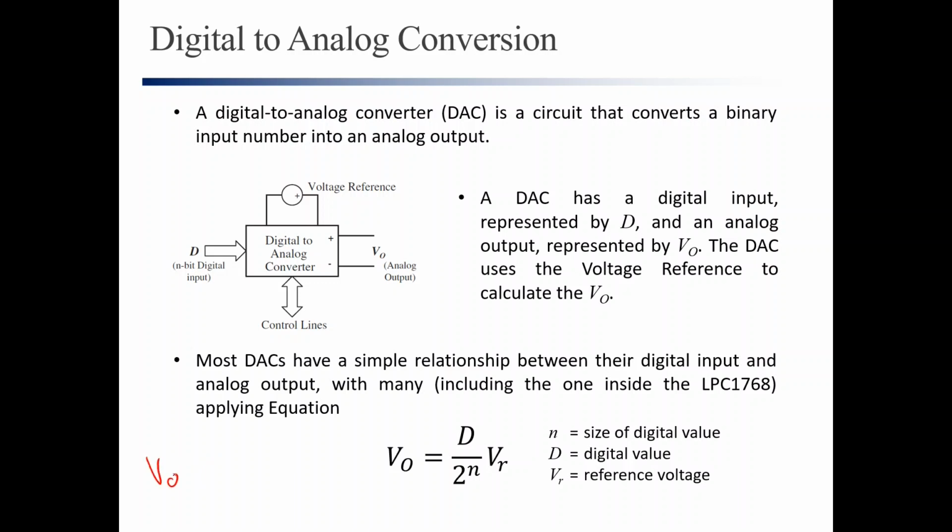So our Vout is equal to 30, and the DAC is 8-bit, which means the total number of digital values will be 256, multiplied by VR, which is 5. This is equal to 0.6 volt. So the Vout will be 0.6 volt.